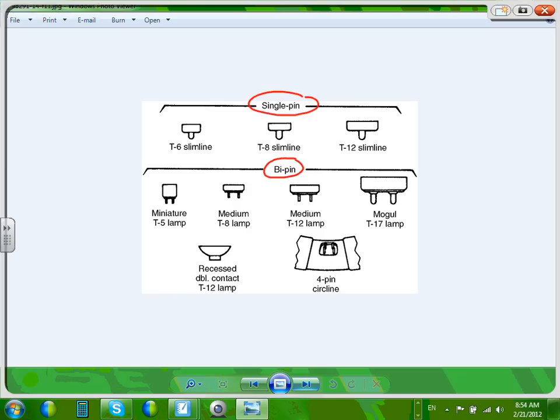So most of the time, you're going to be dealing with medium bi-pin T8 lamps and T5 lamps, two pins, or T6 or T8 slimline. They call them slimline. So one pin or two pins, as these are most likely going to be two pins as you install them in both sides. Comments, questions? A little bit about the structures.